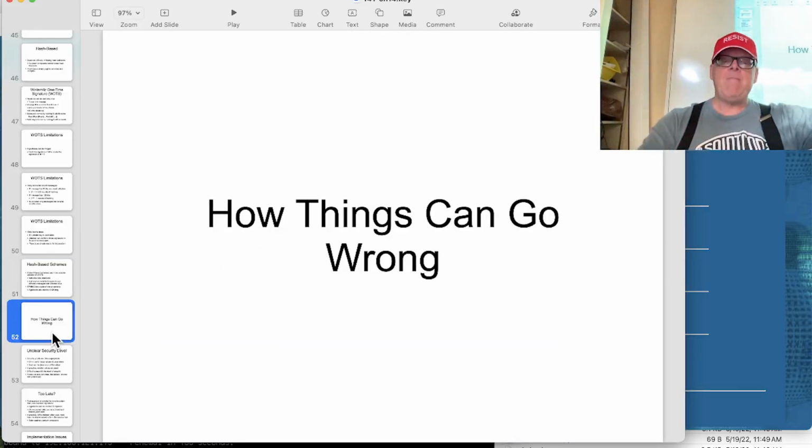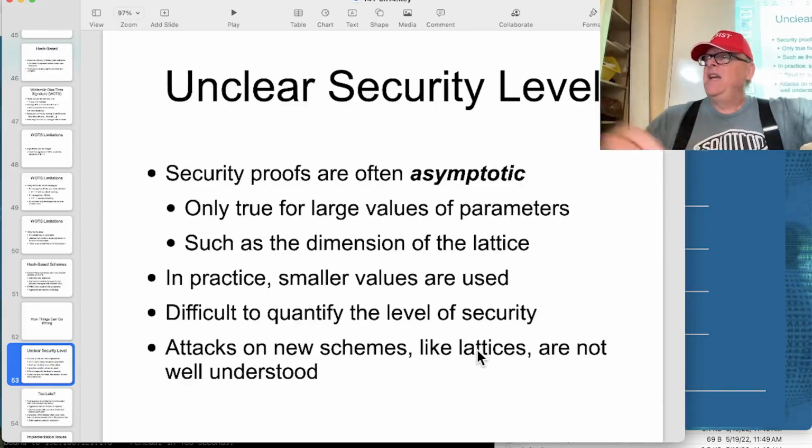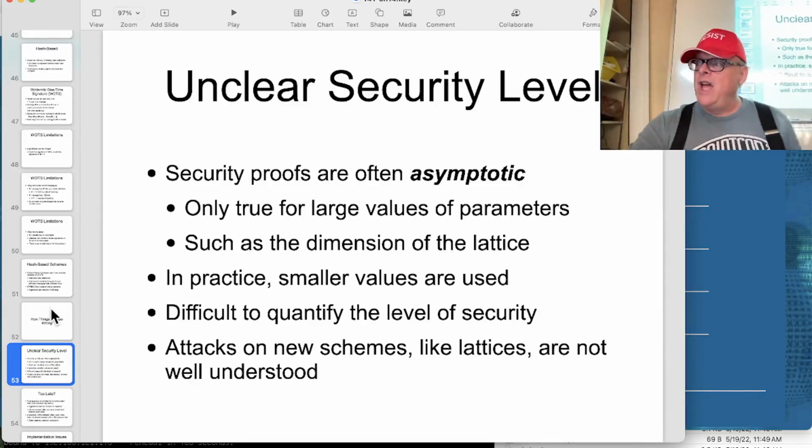All right. So how can things go wrong? One thing about security proofs, as we've seen all through this course, is it's hard to prove exactly how secure your system is. Typically, your proof only applies to large values of the parameter. In practice, you use smaller values, and it's difficult to quantify exactly what level of security you have. And new schemes, like these post-quantum schemes, unfortunately, because they're new, people don't really know how many ways there are to attack them. It's certainly far more likely that within a few years somebody will find a new attack that breaks them than it is if you use the older scheme like RSA.